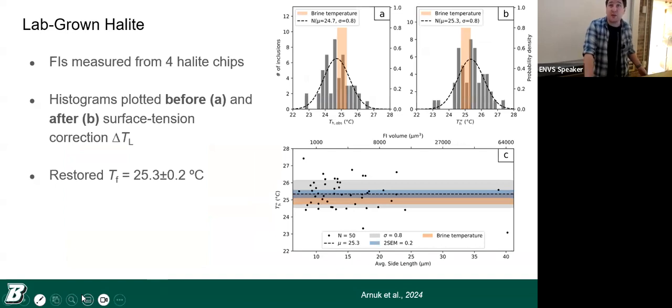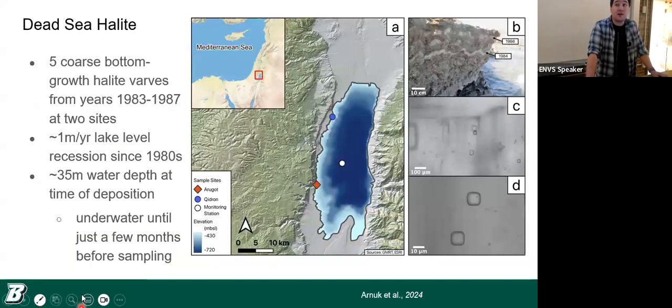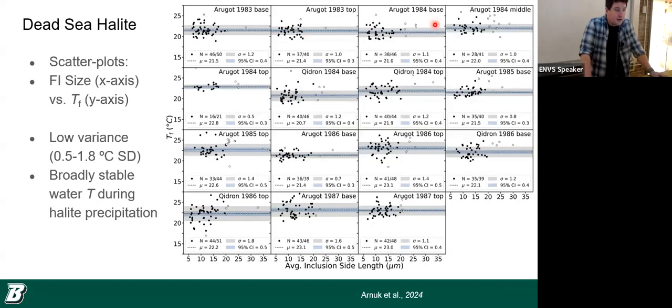We wanted to test this out in a modern environment for which we also had an independently measured temperature record. And the Dead Sea offers exactly that. The Dead Sea is a very well understood basin with people that are constantly monitoring it and have been for decades. And we know about the sediments. We know when certain layers of salt grew, approximately what year. So we can pair up any fluid inclusion data with a historic temperature record. So we did exactly that for about 15 samples.